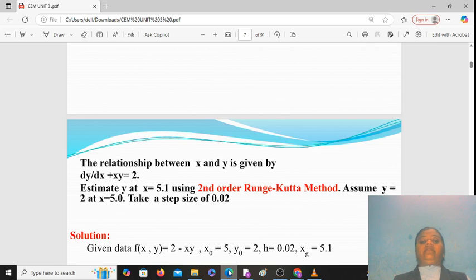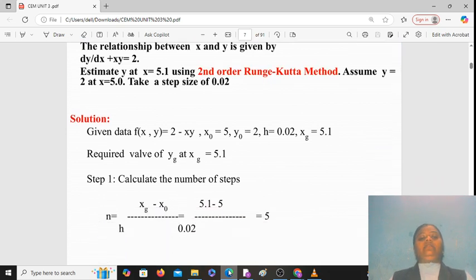Similarly, the relation between x and y is given by dy/dx = 2 - xy, with y = 2 at x = 5. Estimate y at x = 5.1 using the second order Runge-Kutta method. Assume y = 2 at x = 5. Take a step size of 0.02.